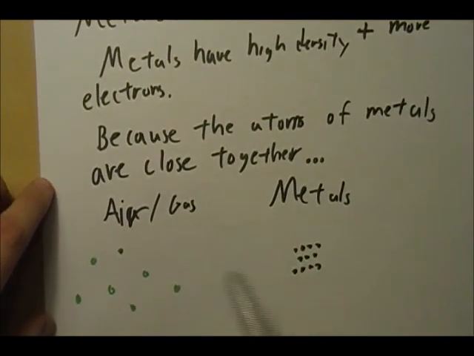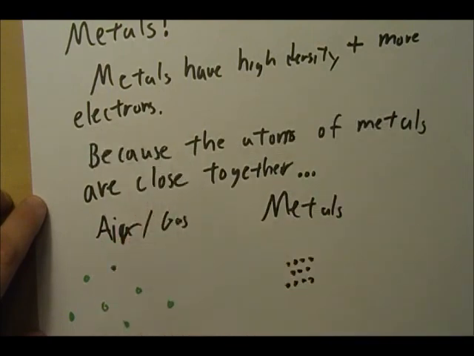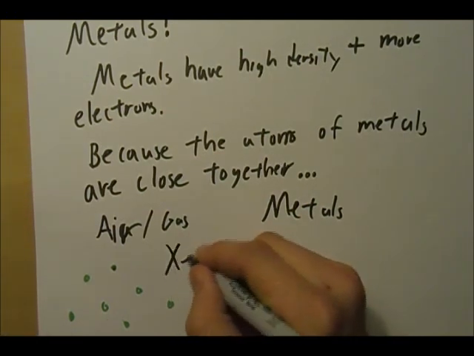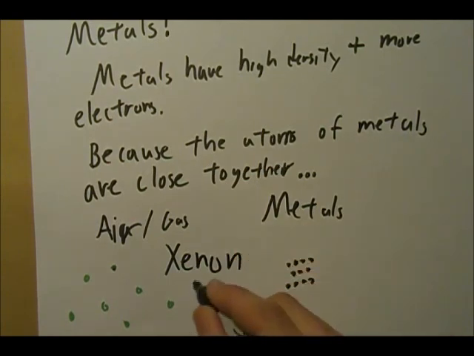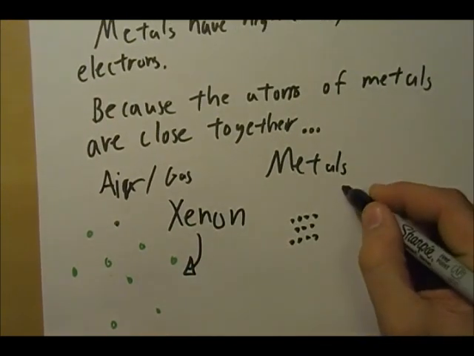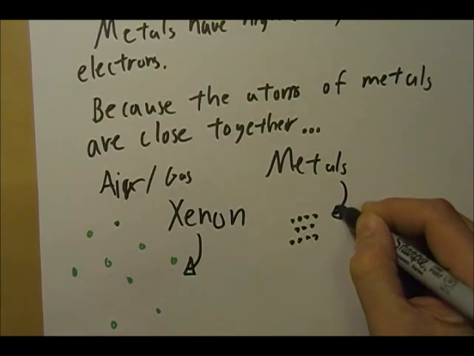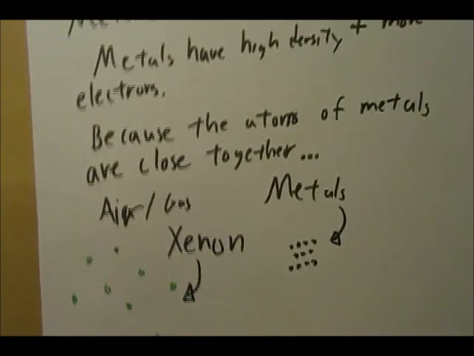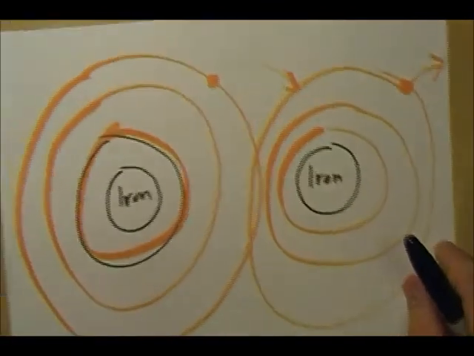First off, though, there are elements with a high amount of electrons, like xenon, that are gaseous. And because they're gaseous, they are far apart from each other. Versus metals, which are packed tightly together in comparison to gases. They are just solids. Now, here's a quick diagram of what's happening when electricity flows.